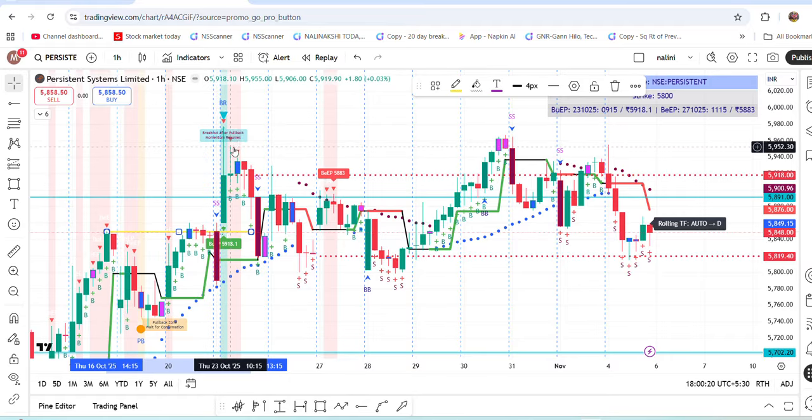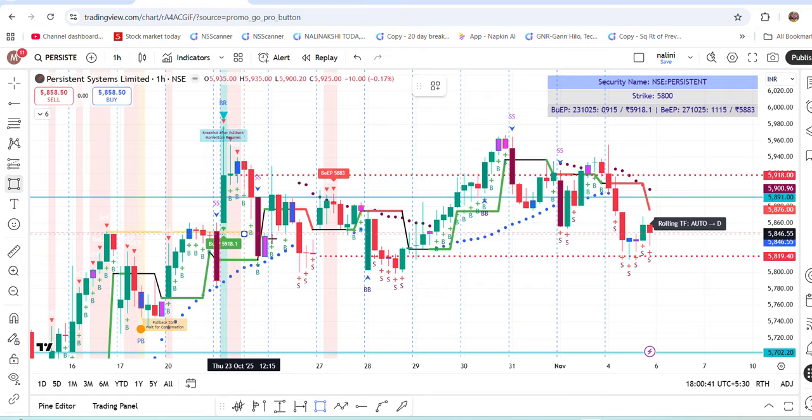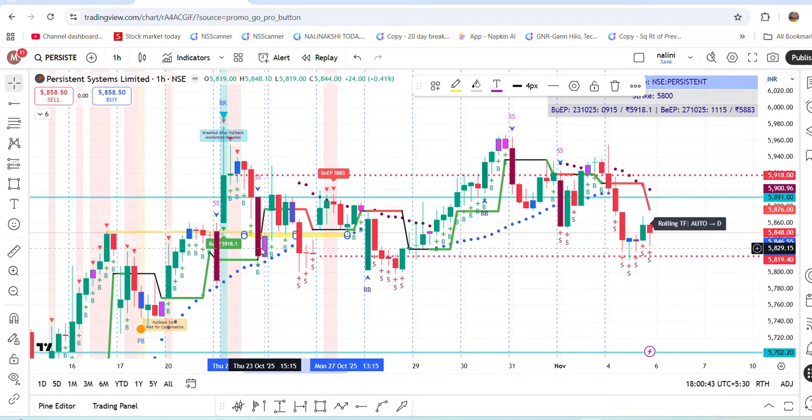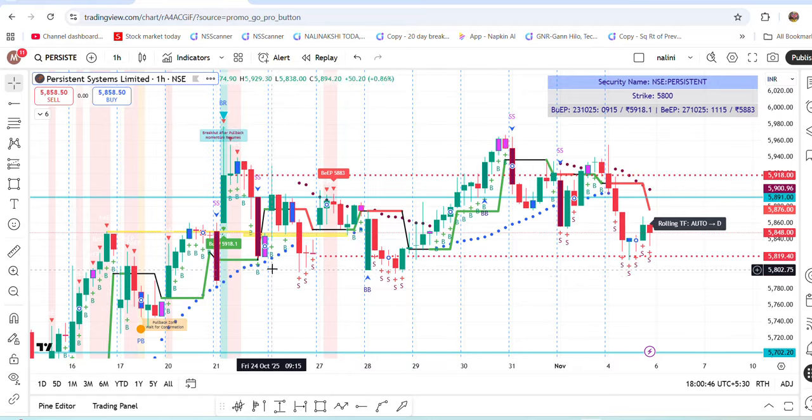Then the price started coming down and closed near the bottom. The close is around 5,844. This is the level, it has closed near 5,844. Next day, the bullish EP was generated with high volume, with the intention of the big player to offload.